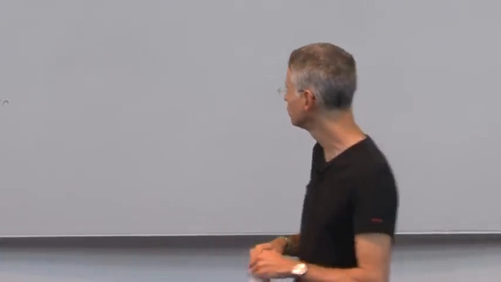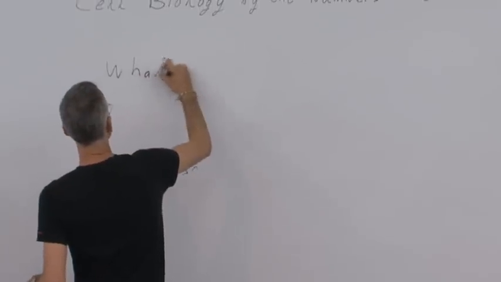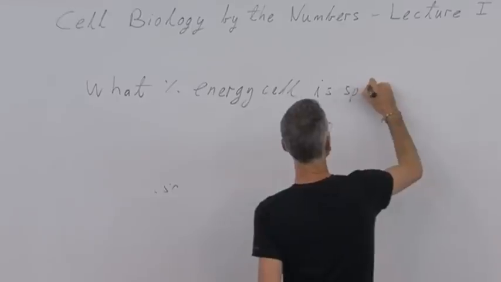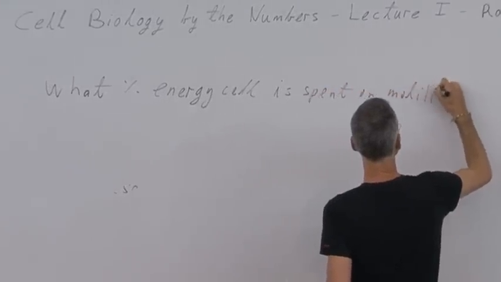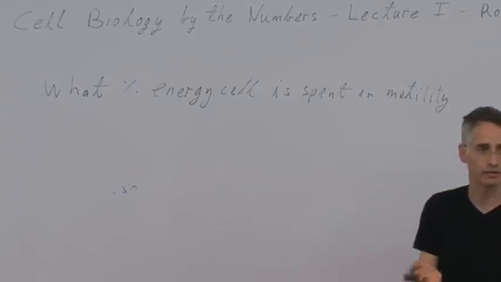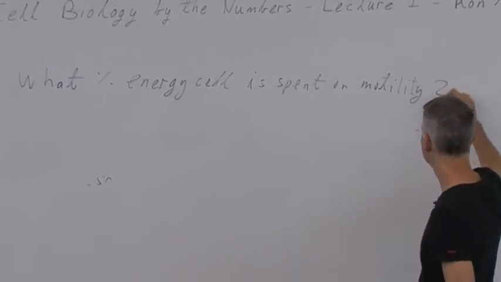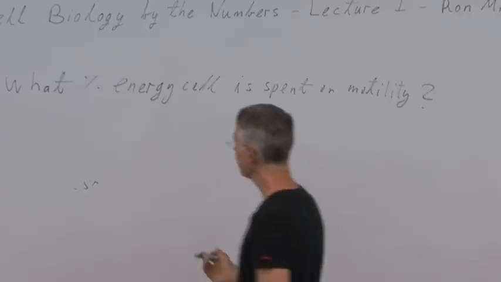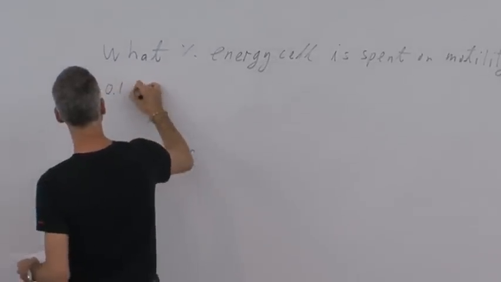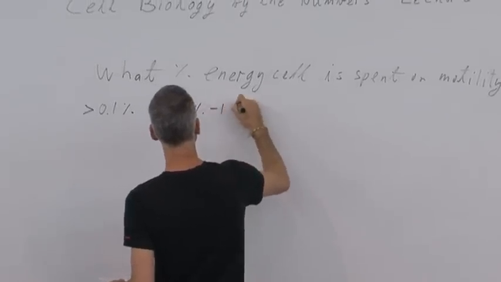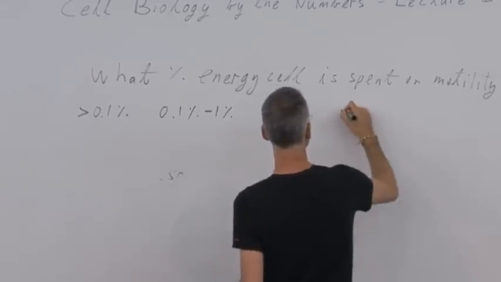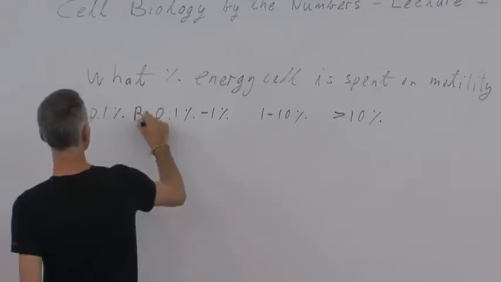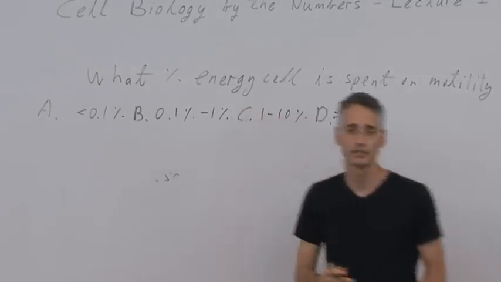So I have a question for you. What percent of the energy of the cell is spent on motility? That is, if I'm thinking about the ATP required for that cell just for its life, and let's take some sort of human cell line that's moving there on the microscope, I would challenge you to think: is it smaller than 0.1%? Is it 0.1% to 1%? Is it 1 to 10%? Or is it larger than 10%? A, B, C, or D. Is the question clear?